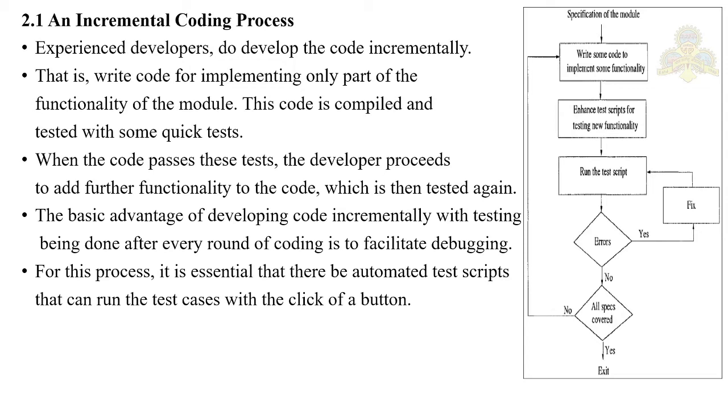Now the advantage of developing the code incrementally, with the testing being done after every round of coding, is to facilitate debugging. You're incrementally developing the code, it helps in debugging. That means whenever the test is done on that particular part of the code, if there are any issues, it is easier to fix rather than at the later stages.